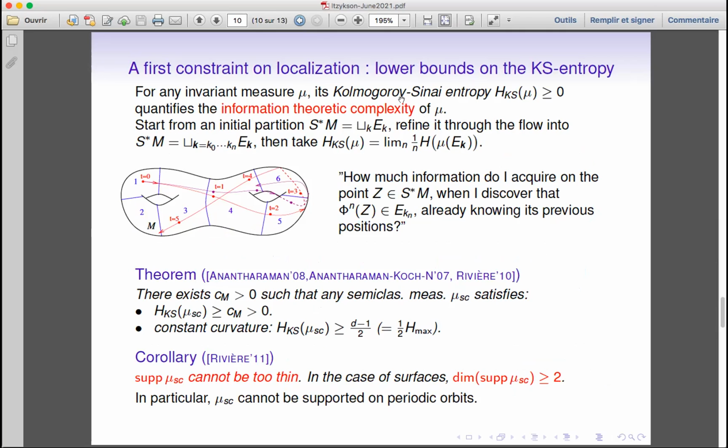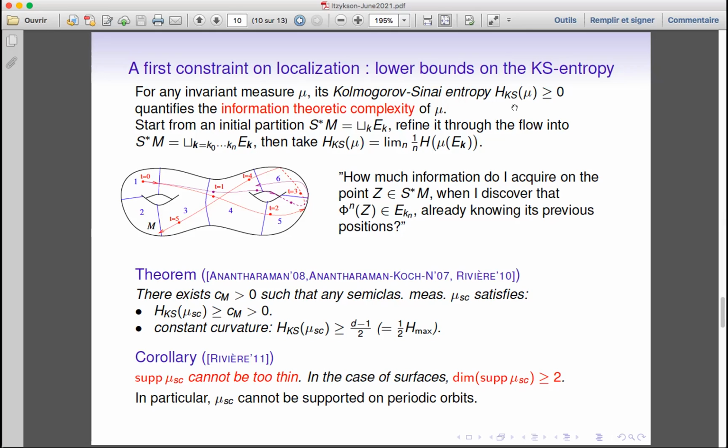So the first result, which was obtained already 15 years ago, consisted in measuring the delocalization, or somehow quantifying the spreading of the semi-classical measures, by using one invariant which is called the entropy, the Kolmogorov-Sinai entropy of this measure.